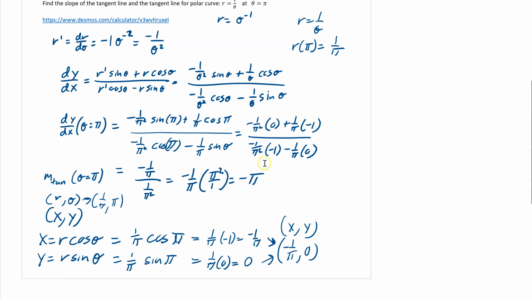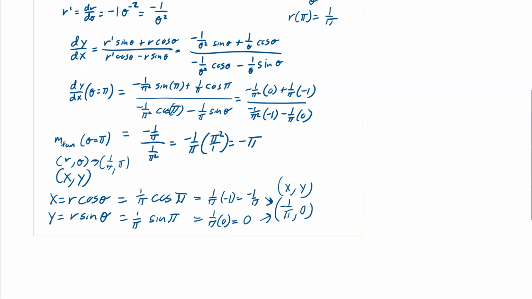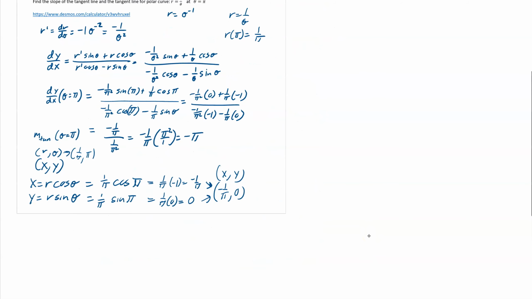See, we have a slope. And now we have an x and y coordinate to get the equation of our tangent line. So it's the same stuff we've done before. y minus the y coordinate equals slope times x plus 1 over pi, because we minus it. So we get y equals -pi x minus 1.